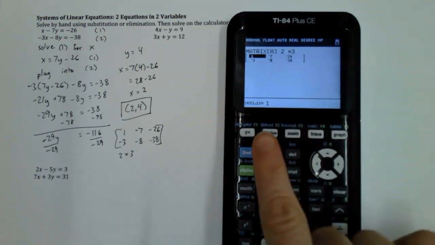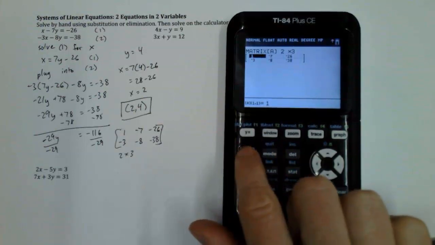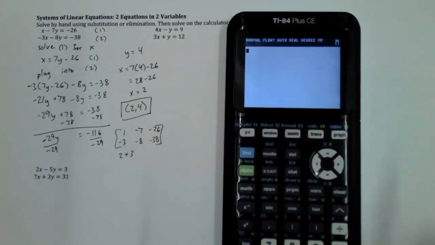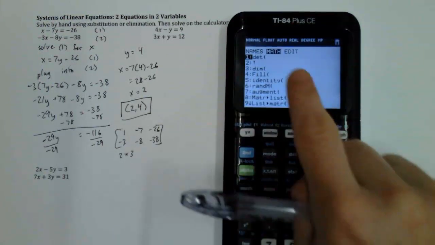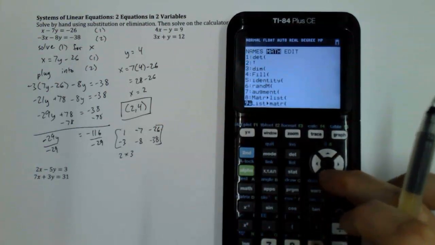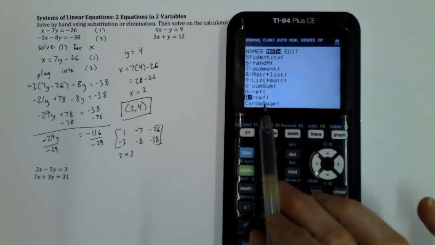So I've got my values. This is where it's a little annoying. I have to hit second mode to quit and get back to my main entry window. At which point I am going to go straight back into my matrix menu and go to where it says math. So this is my little math submenu, and I'm going to scroll down to where it says RREF.